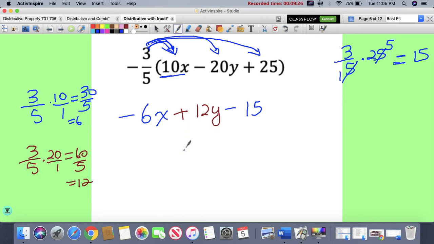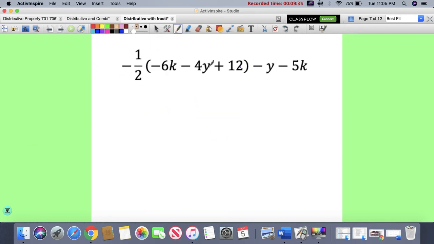Look at it one last time, see if you can combine like terms. No, this is an x, this is a y, and this is just a constant, so they're all different. I cannot combine them. For this one, there's a little bit more to do, but the idea first is to get rid of the parentheses by using the distributive property.